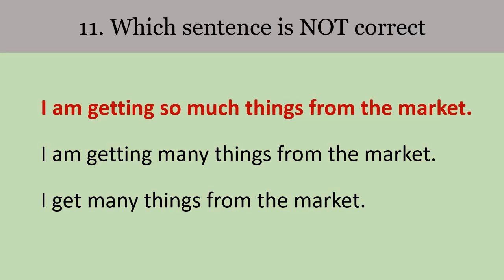Here the first one is wrong. I am getting so much things. So much we cannot use with things, because things is a countable noun, thing and things. So we have to use many. Much is used with uncountable nouns. This also you will find in the nouns videos. If you watch them carefully, you will understand this. The rest of the sentences both are correct. Nothing to talk about them.